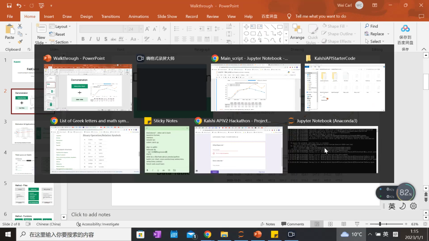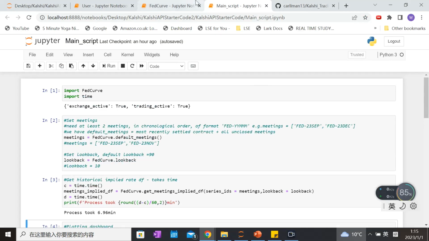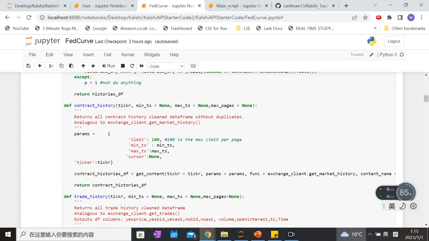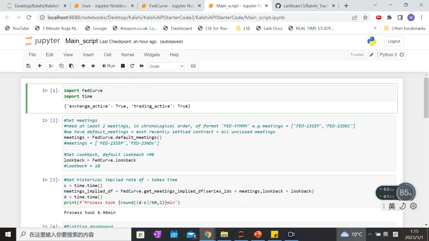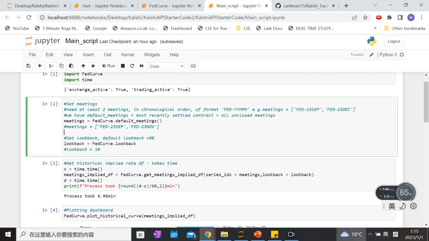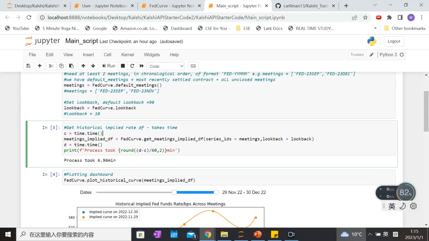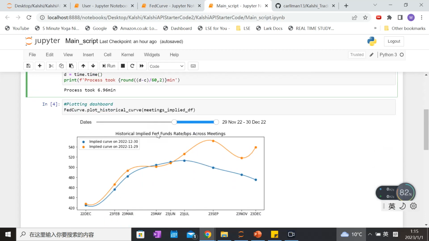Specifically, if we run the scripts, here is the main function where the main functions are written. Here we call the main functions and we set the default parameters: the meetings we want to look at and the look back date, and we retrieve the data and we plot the data.